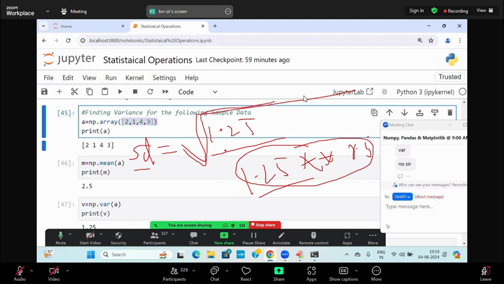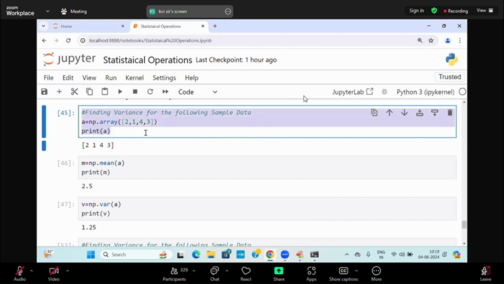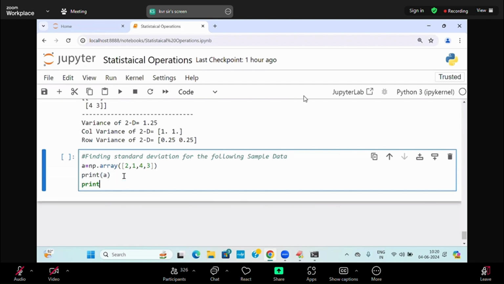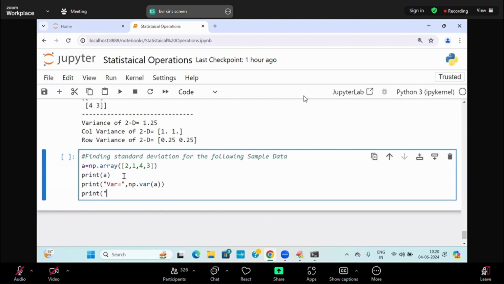Are you following that? So try to get it. Finding standard deviation for the following sample data. Print A. Print of variance is equal to np.var of A. And next, print of standard deviation is equal to np.std of A. What is the answer that is coming?